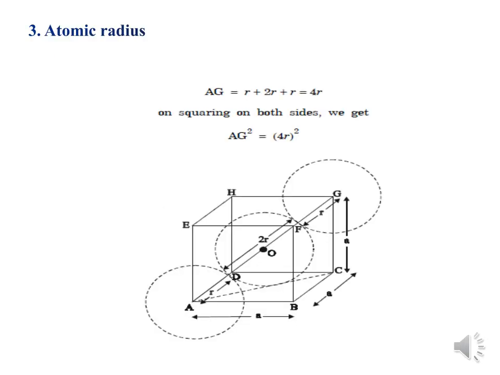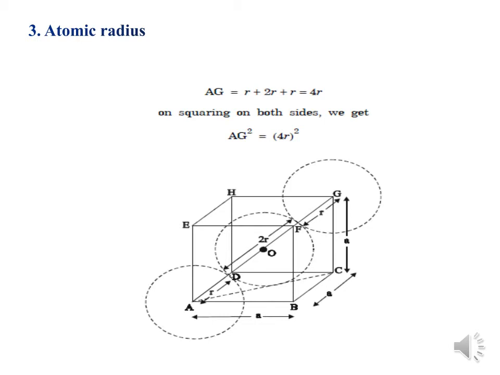Third characteristic, atomic radius for BCC. The corner atoms do not touch each other. However, each corner atom touches the body center atom. The unit cell of BCC structure is shown in the figure. The side of the unit cell is a.